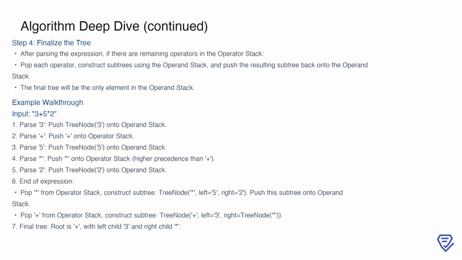At the end of the expression, we pop asterisk from the operator stack, construct a subtree with 5 and 2, and push this subtree back onto the operand stack. Finally, we pop plus, construct the final tree using 3 and the subtree rooted at asterisk, and the result is a binary expression tree with plus as the root, 3 as the left child, and asterisk as the right child.